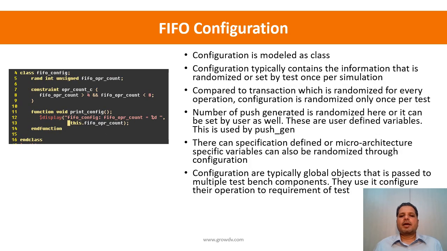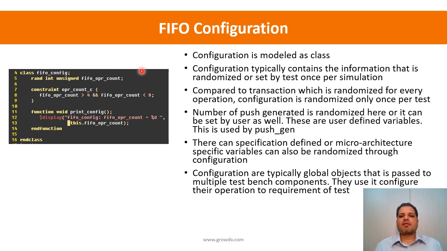So we have looked at the usage of a config object inside, for example, the gen push. We were using the config object to figure out the number of push operations that it needs to generate. So now let's look at what this contains. The configuration is also modeled as a class, right?